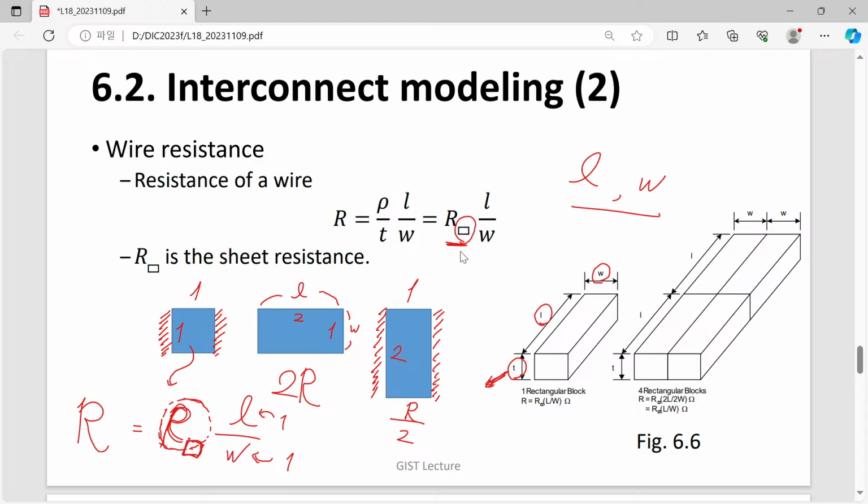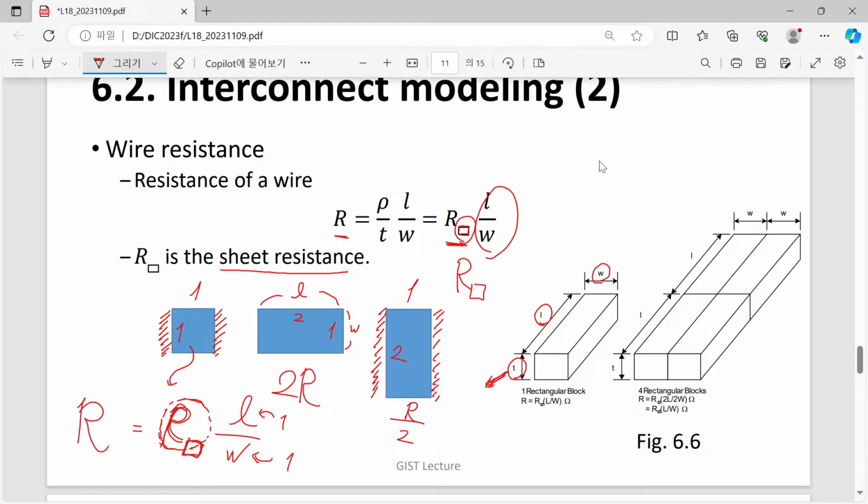That measured quantity is given as the sheet resistance, and usually we introduce a square to represent it. I wanted to draw a square, however, in my PowerPoint file I could not draw the exact square, so instead I used this slightly wider rectangle. But usually people use a real square to represent this sheet resistance. This sheet resistance times L over W gives us the resistance of a wire.